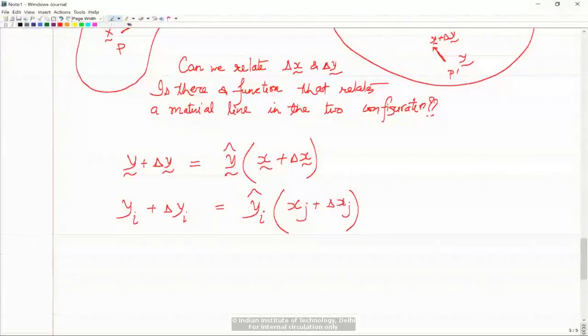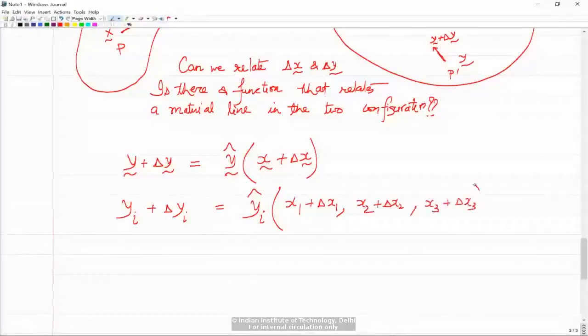Or if I have to be more explicit, I could write it as x1 plus delta x1, comma x2 plus delta x2, comma x3 plus delta x3, isn't it? I think there is no ambiguity as far as this is concerned.